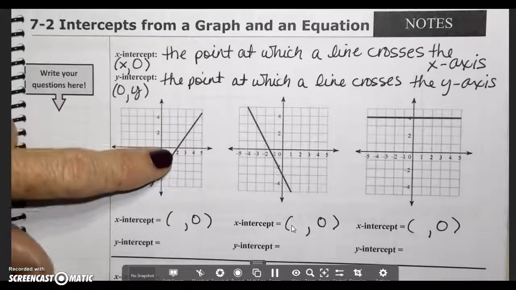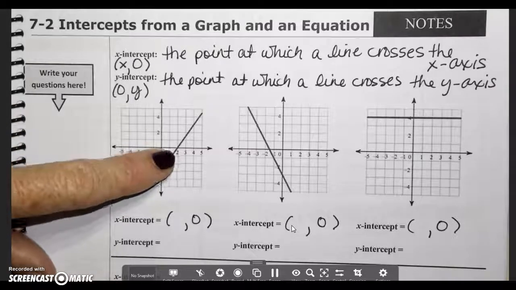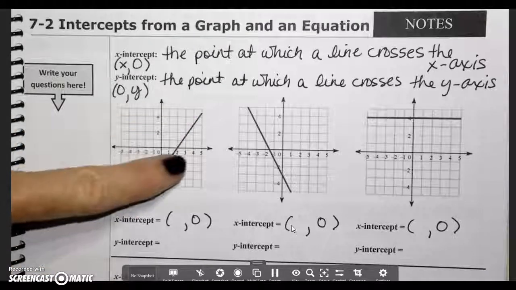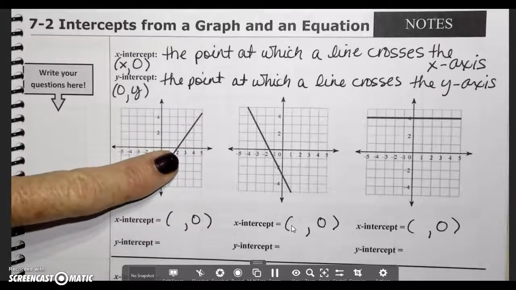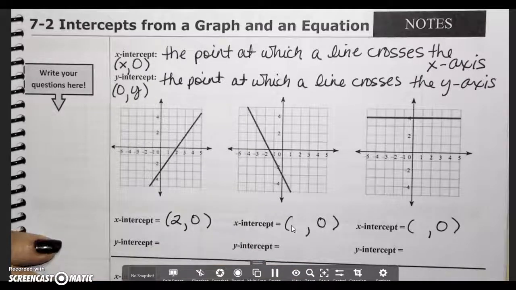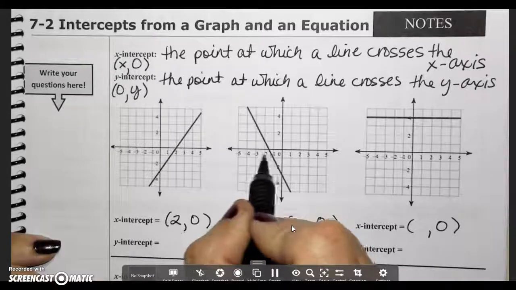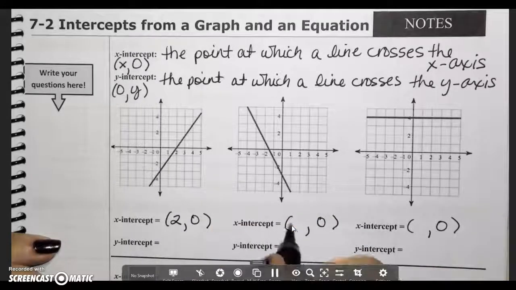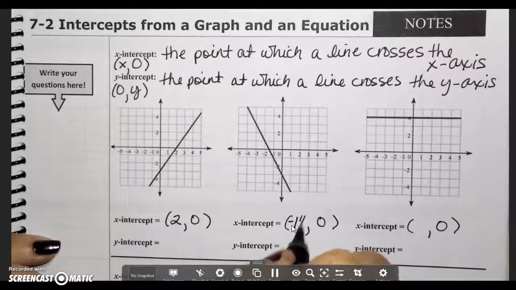So what's the x-intercept on the first one? Where does that line cross the x-axis? At 2. Okay. What about the second one? Looks like it's right in between -1 and -2, so that'll be -1.5.